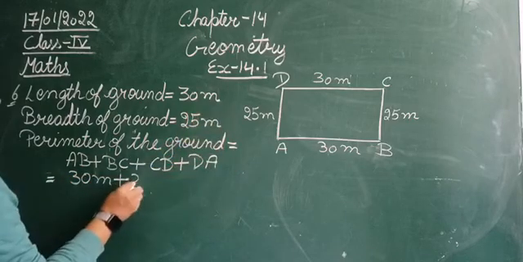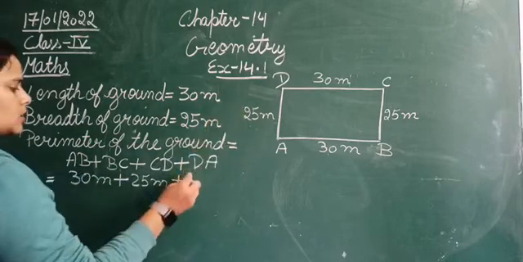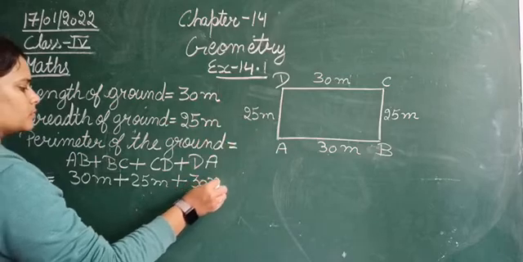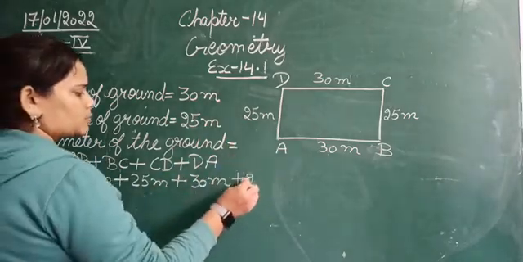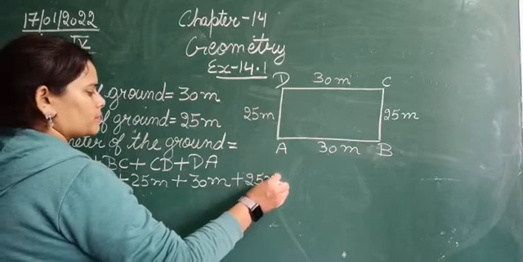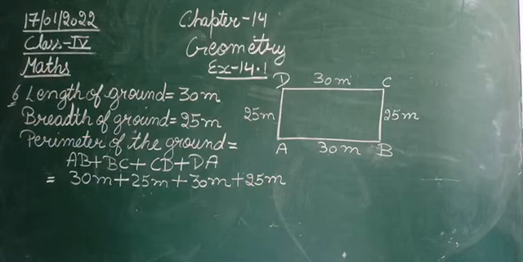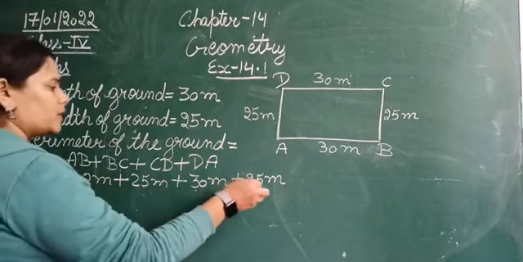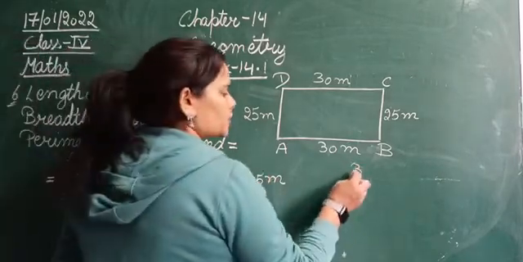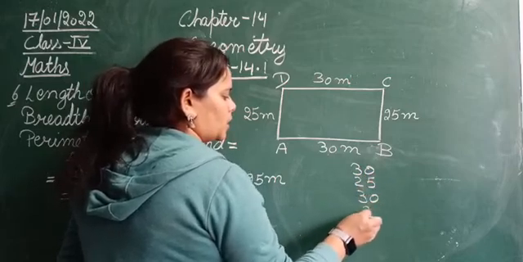BC is equal to 25 meter. CD is equal to 30 meter plus DA is equal to 25 meter. Okay. So now these are the measurements. Now just add them all. Okay, this is 30, 25, 30, 25. You can do the addition in graph: 30, 25, 30, 25.